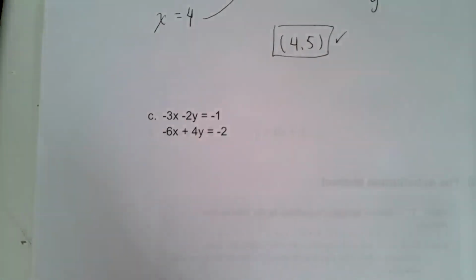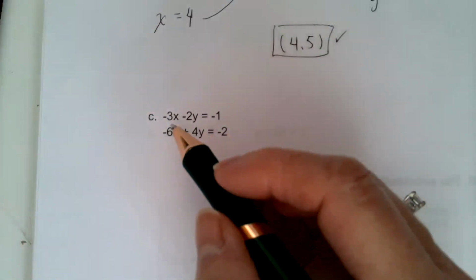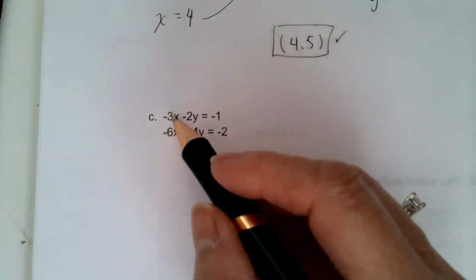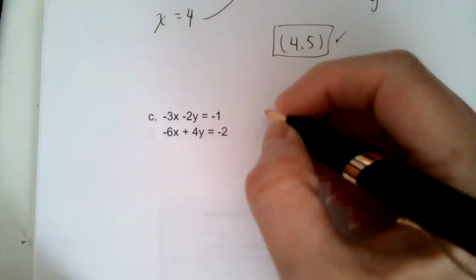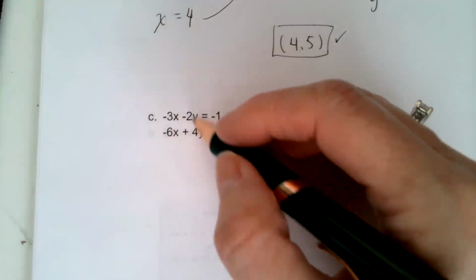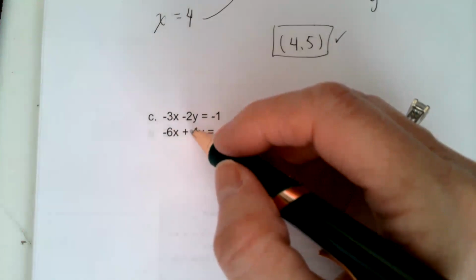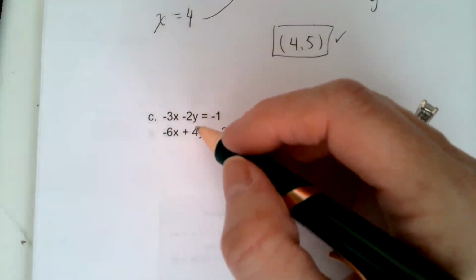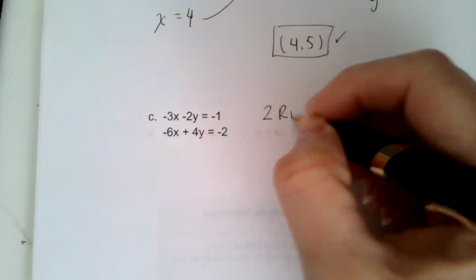Okay. Now let's solve by using elimination for part C. We can see that 6 is a multiple of 3 by 2. So I'm going to multiply, and I need them to be opposite signs. Ooh, it looks here that the y's are already opposite signs. And 4 is a multiple of 2. So I'm just going to multiply row 1 by 2.